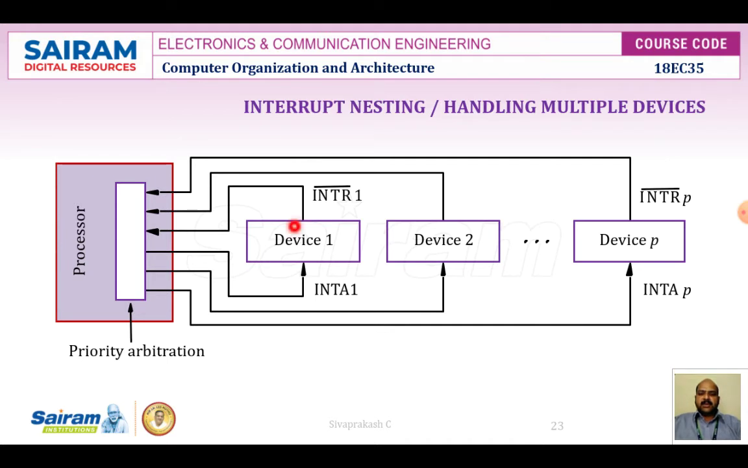Multiple devices are connected: device 1, device 2, device 3, up to device P. Each and every device is connected to a separate interrupt request line and a separate interrupt acknowledgement line. Such a way is called interrupt nesting. Let's see how it is processed.